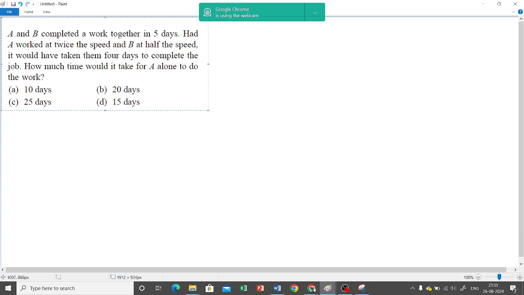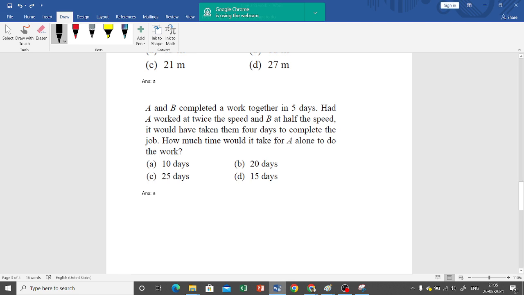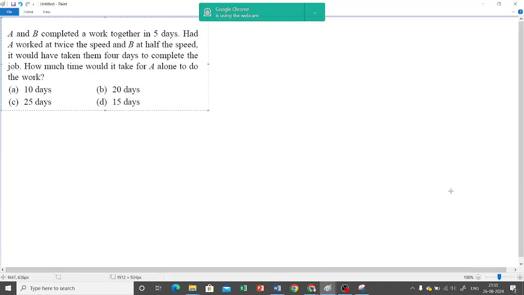The answer is 10. Right answer, Shitama. Right answer.